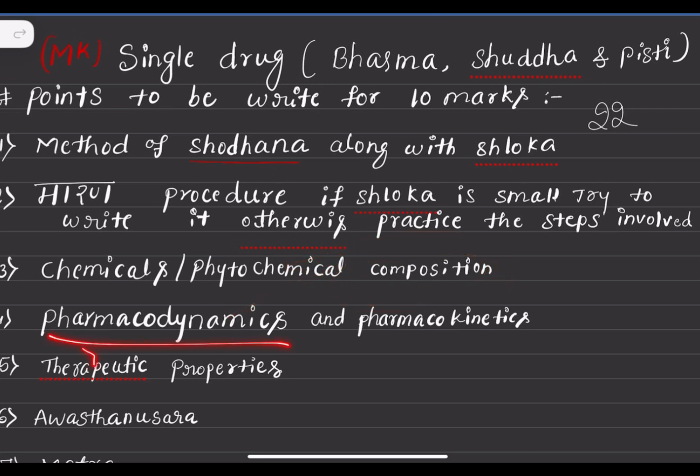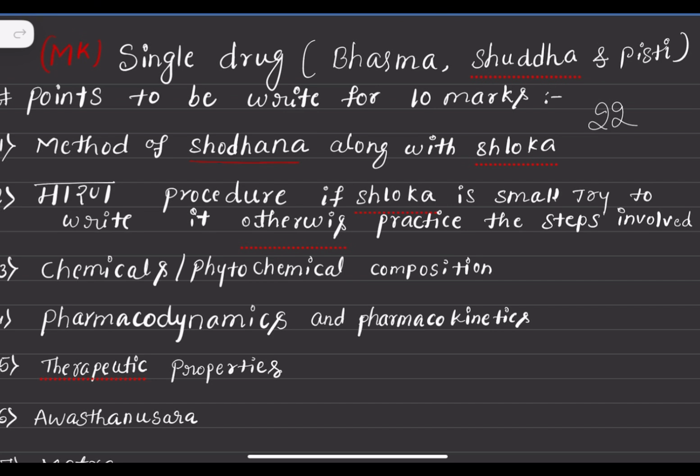Next is pharmacodynamics. In pharmacodynamics, write the indications related to any disease. For example, abhraka bhasma is used in skin disorders. It is effective in eczema, psoriasis, vitiligo and other skin disorders. How does it act? If we write a little information on that, it will look attractive in pharmacodynamics. We should write a minimum of 5 to 6 pharmacodynamics points.